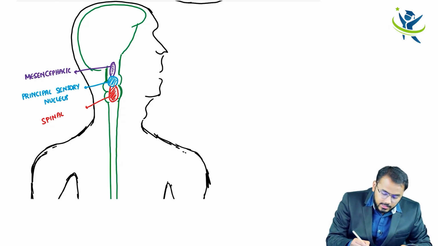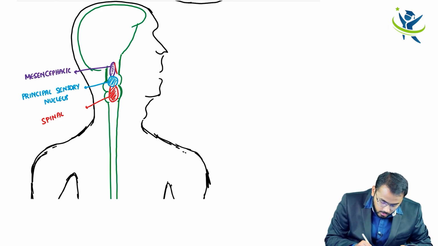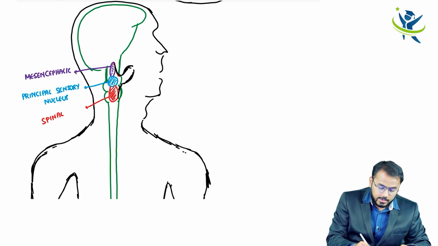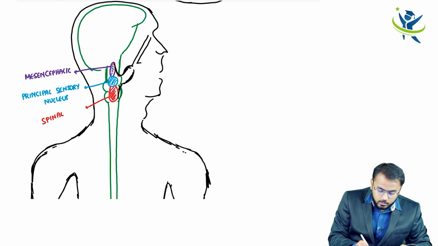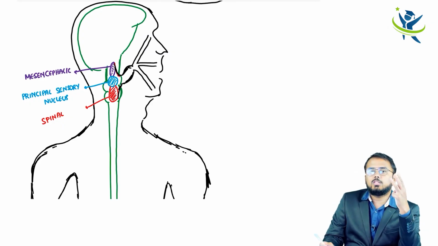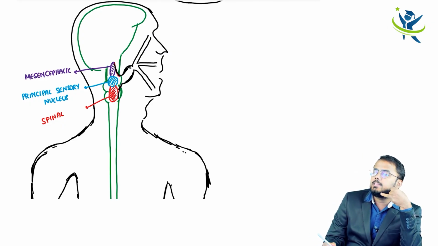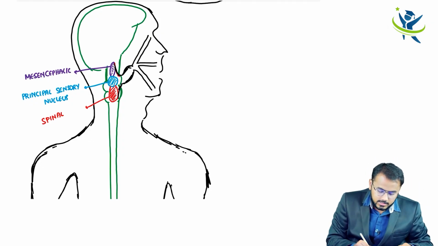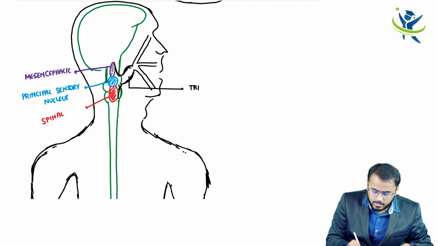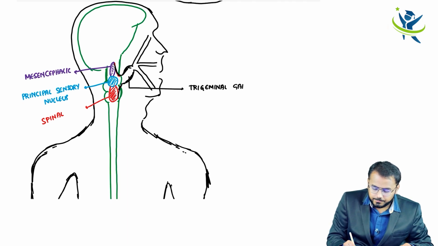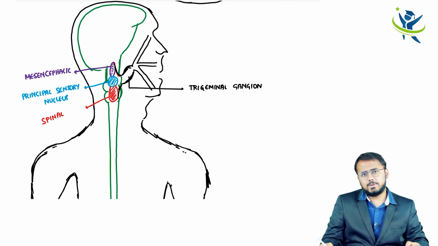All these three together form a specific ganglion here. Now this ganglion divides into three parts. One goes to the eyes, one goes to the maxilla, third one goes to the mandible. So this ganglion is supplying three regions: the ophthalmic region, maxillary region and mandibular region. So you call this ganglion the trigeminal ganglion. This is your trigeminal ganglion.